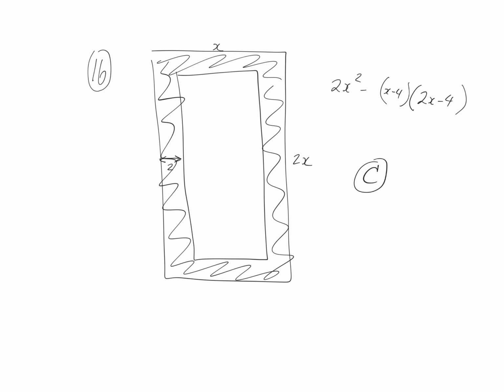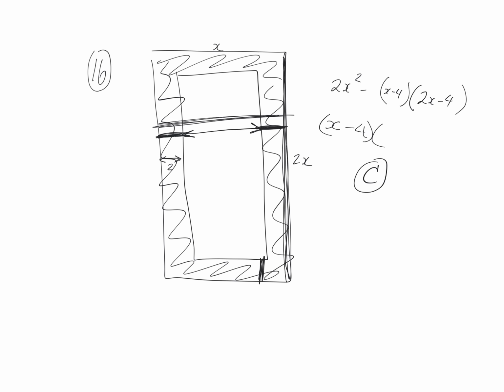And if you need to know where that comes from, basically this distance here is going to be this distance here minus this minus this. So it's going to be a distance of x minus 2 here minus 2 here, so that's x minus 4. And then the next one is going to be this long distance here, 2x minus 2 here minus 2 here, and that gives us 2x minus 4. But the answer is C.